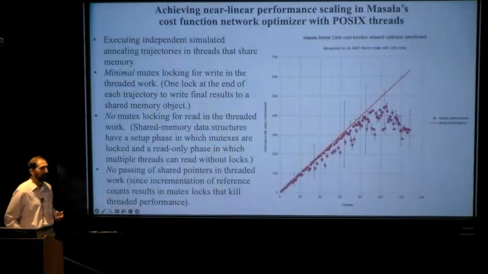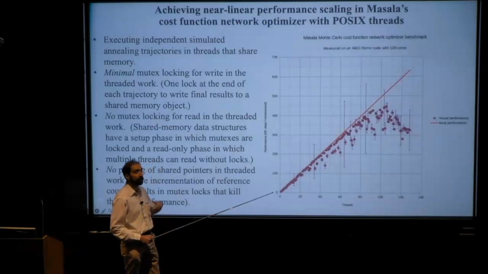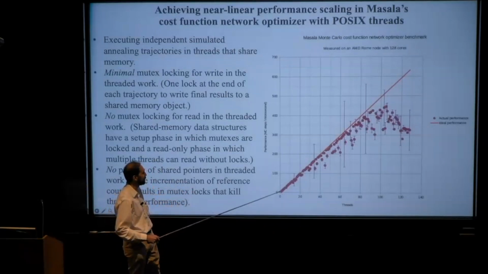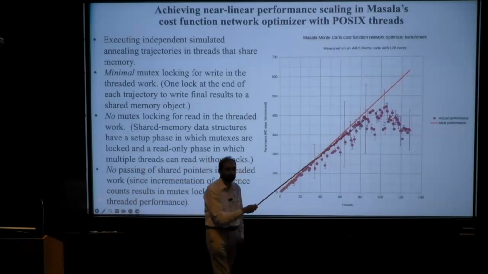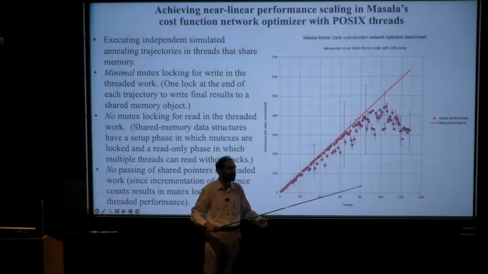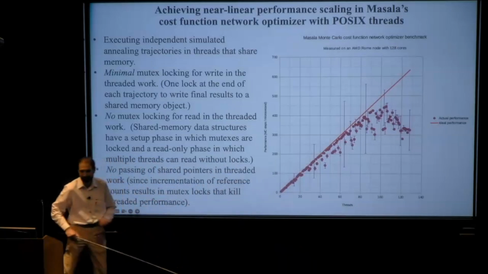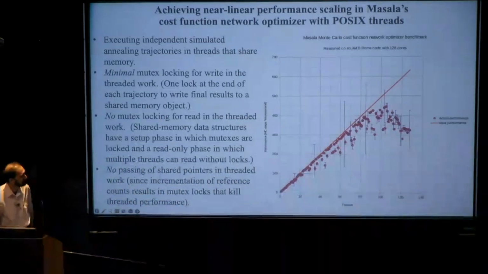Just to show you here, testing this out on the Rome nodes. This is trying to do parallel Monte Carlo trajectories for optimizing rotamers in Masala. And we get pretty much linear performance up to about 90 or 100 cores, which is more or less about the best you can do on the Rome nodes anyway. I've never seen a benchmark on the Rome nodes that is linear up to 128. So, that's pretty good. Maybe it could be made a little bit better.